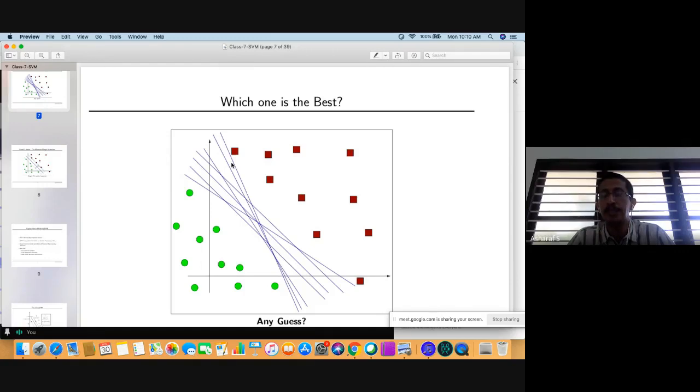Find that hyperplane which maximizes 2 by norm W, at the same time classifies points belonging to, let's call this +1 classes, the square classes +1, and points belonging to circle classes as -1. Let's use that label for convenience. My problem reduces to: find among all these candidate hyperplanes that hyperplane with maximal margin, or maximal value for 2 by norm W. At the same time, points belonging to the plus classes and also the points belonging to minus classes are perfectly classified.